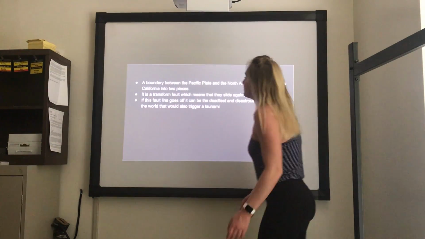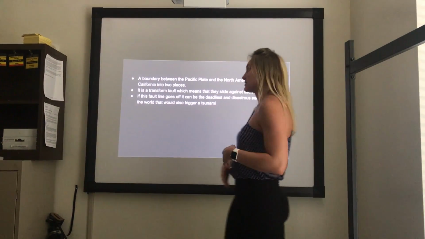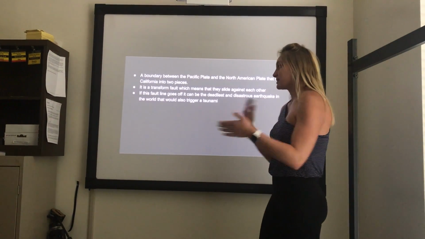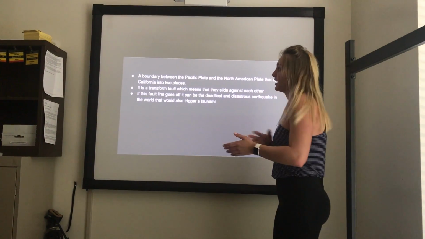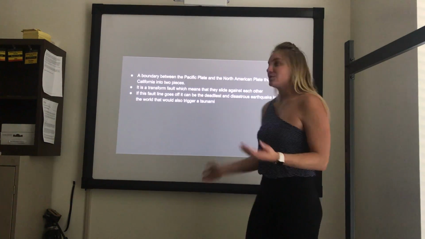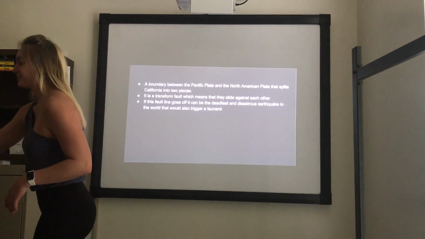So it's a boundary line between the Pacific Plate and the North American Plate, and it splits California into two pieces. It's also a transform fault, which means they can slide against each other in order to make the earthquake. And so if this fault line goes off, like I said, it could be one of the deadliest and most disastrous earthquakes in the world.